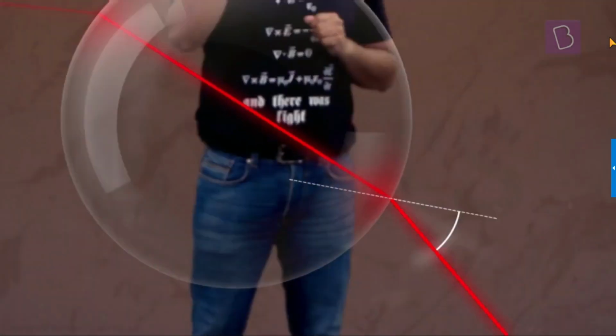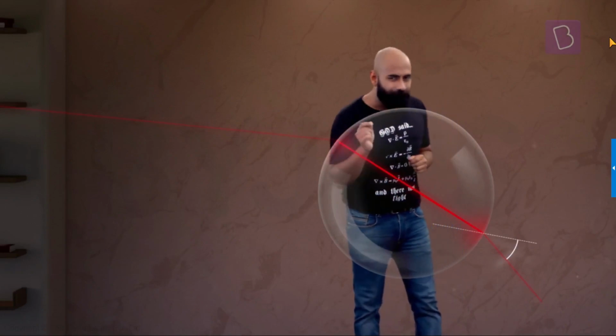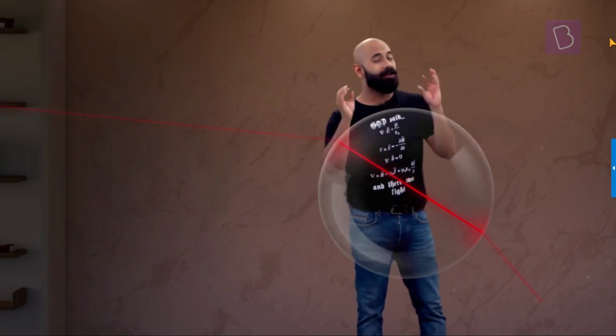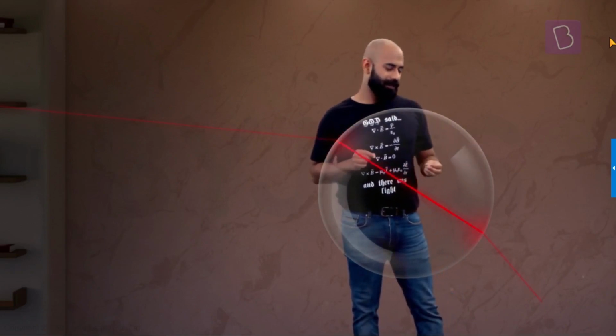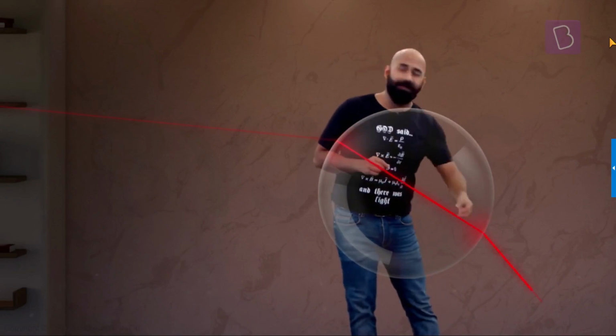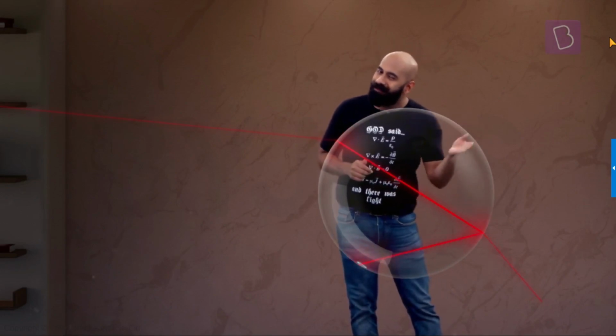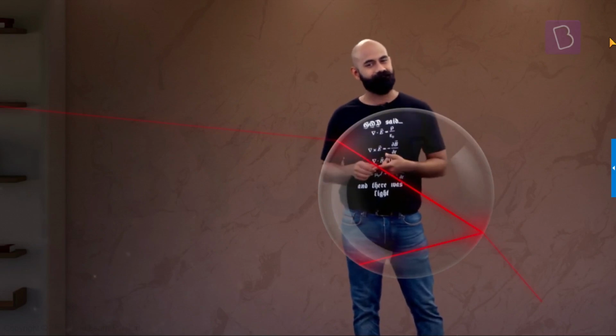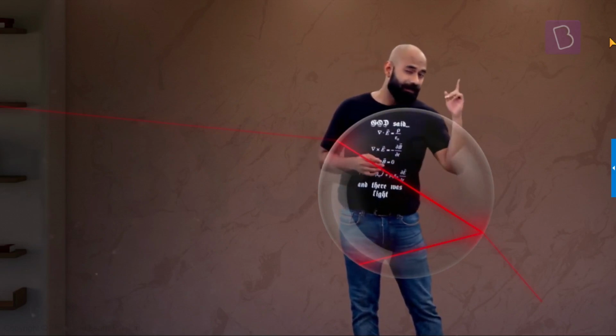But then, I'm not concerned about that. I'm concerned about another phenomenon that takes place over there. It's called partial internal reflection. So most of the light will get refracted and some of the light will also get partially reflected back inside. So let's follow that reflected ray.